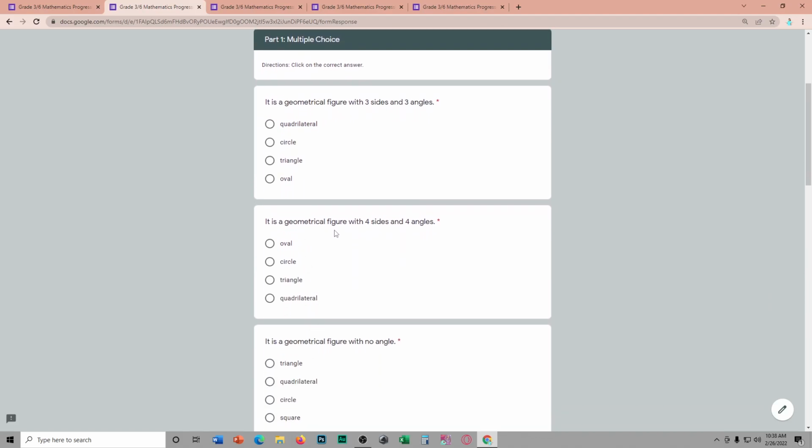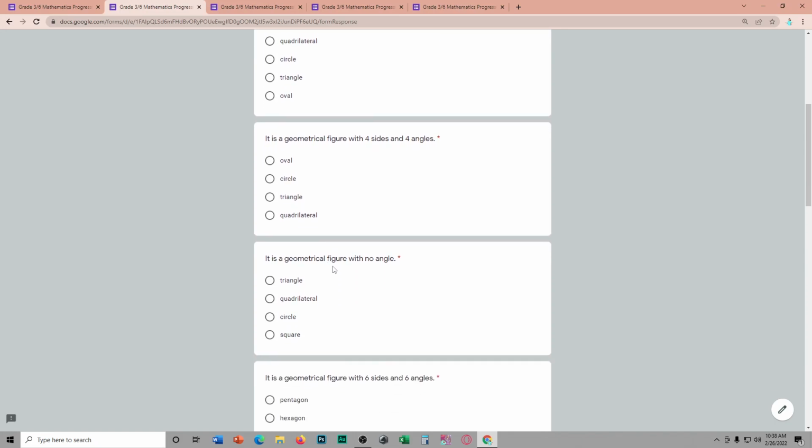It is a geometrical figure with 4 sides and 4 angles. Oval, circle, triangle, quadrilateral. It is a geometrical figure with no angle. Triangle, quadrilateral, circle, square.